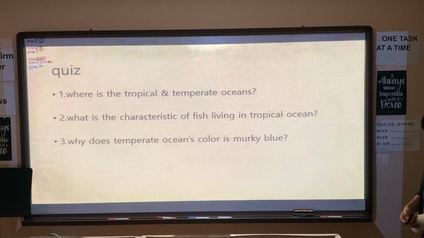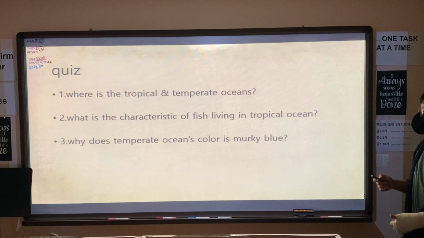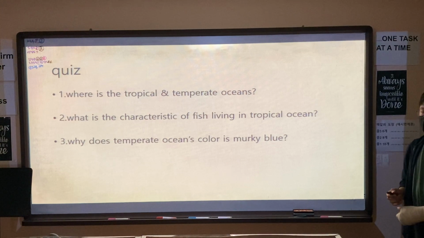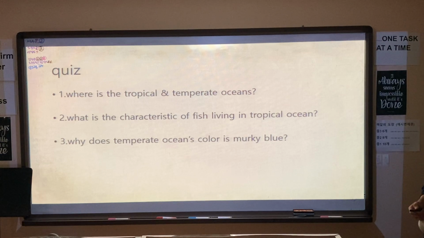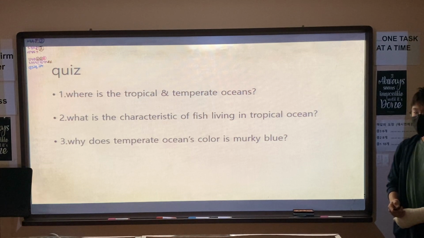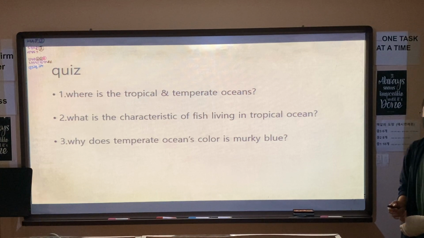And lastly, I have some questions. First, where are the tropical and temperate oceans? Tropical ocean is between the Tropic of Cancer and the Tropic of Capricorn. And temperate ocean is between the polar and the Tropic of Capricorn.